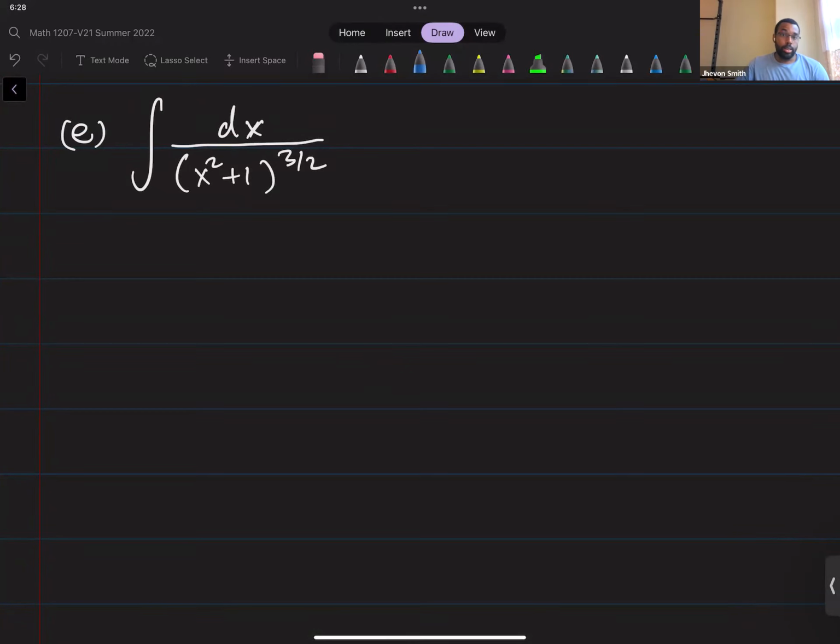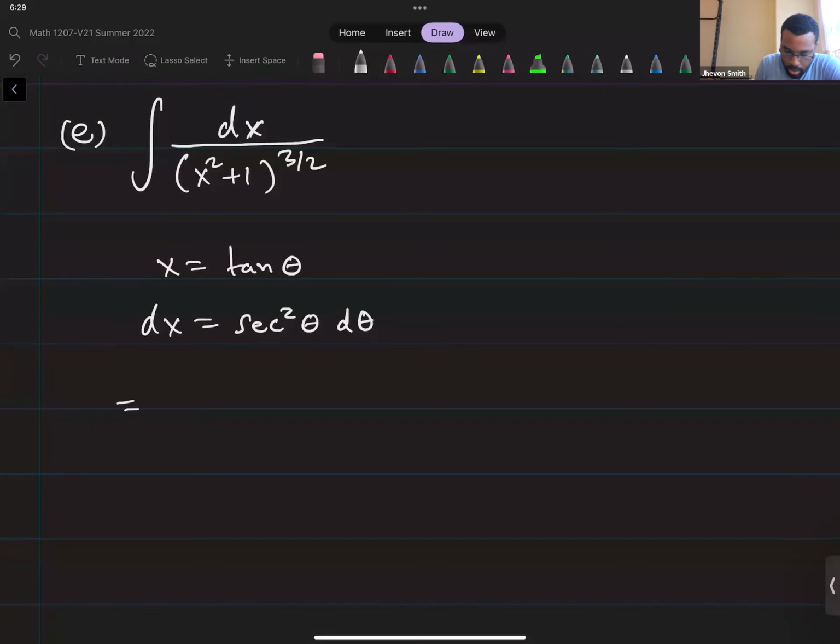Now this one is obviously another tangent one, because it's the sum of squares, x squared plus one. So we start off pretty much how you expect. x equals one tan theta, because your a is one here. Your dx is going to be secant squared theta d theta. So when you plug these in, your dx is secant squared theta d theta.